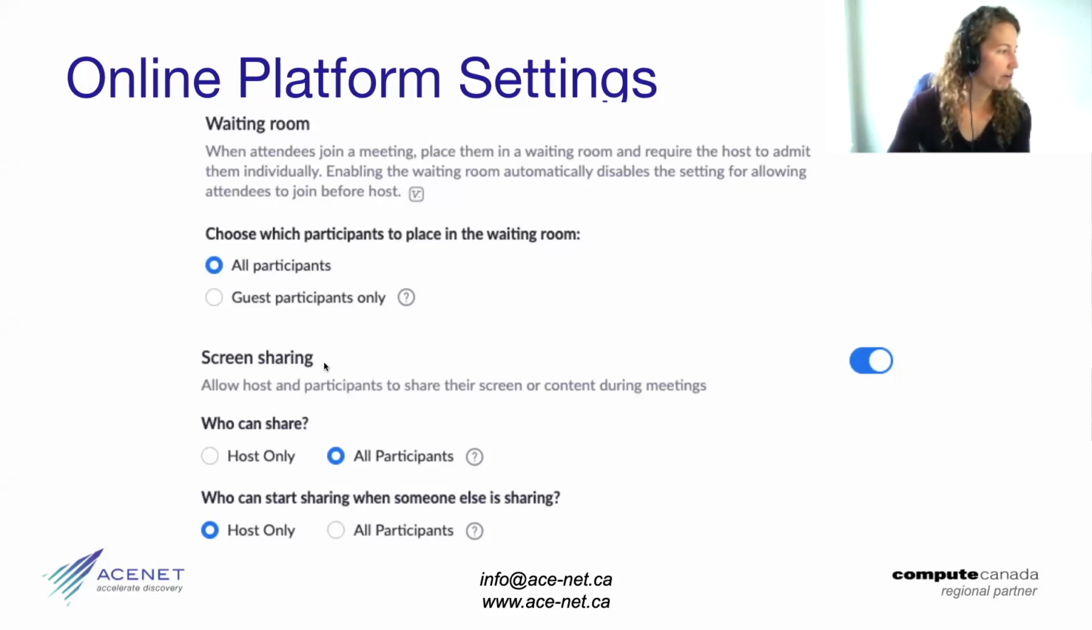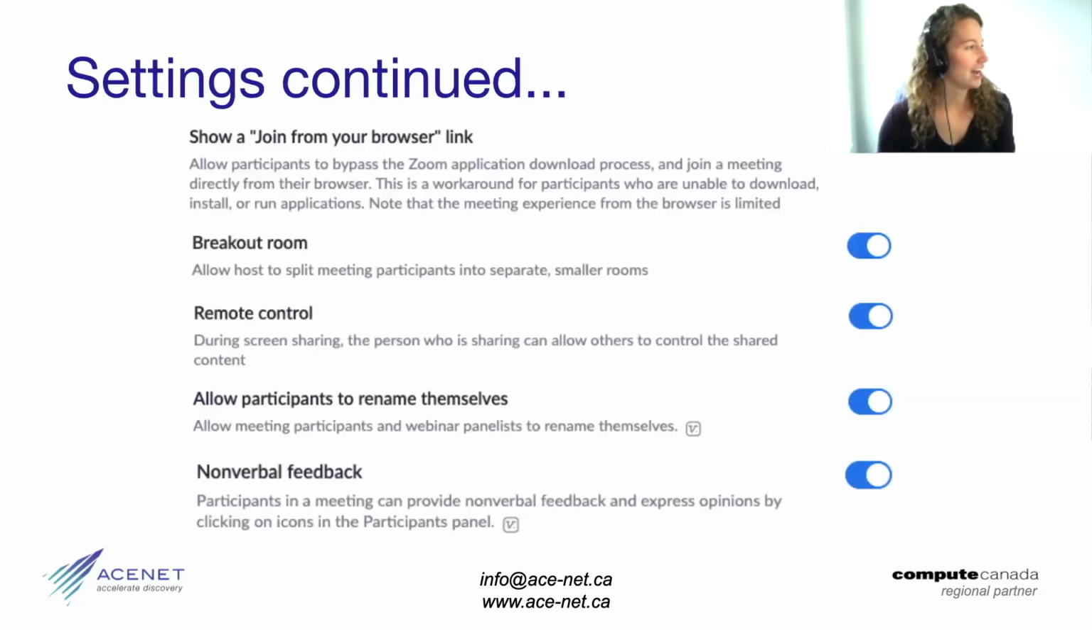These are just a few of what I was talking about before. So the waiting room, screen sharing. So I have the option that everybody can share, but right now, as I'm sharing, none of you can share over me. So that can be important too, as the instructor. Just a few more settings here. So this is the join from the browser link to give people the option. Things like breakout rooms need to be turned on here in order to have the option when you're in the meeting. Remote control, that's something that I'll talk about afterwards. Again, needs to be turned on in settings.